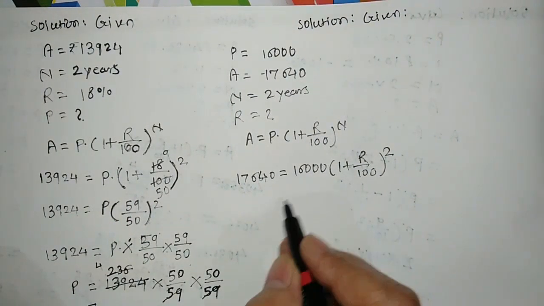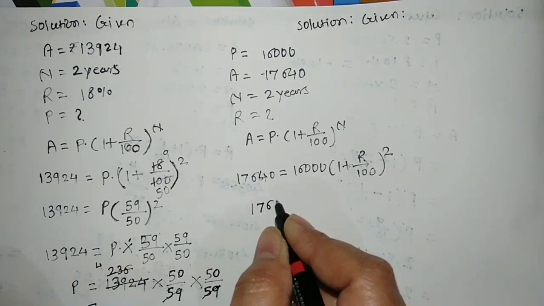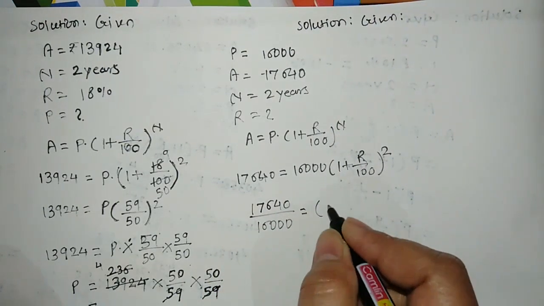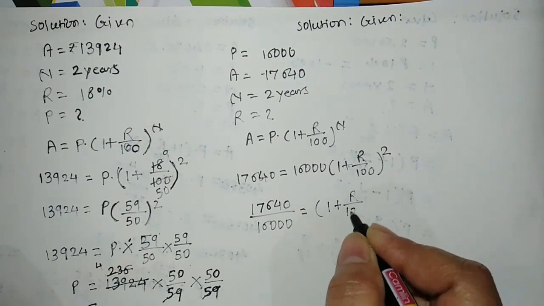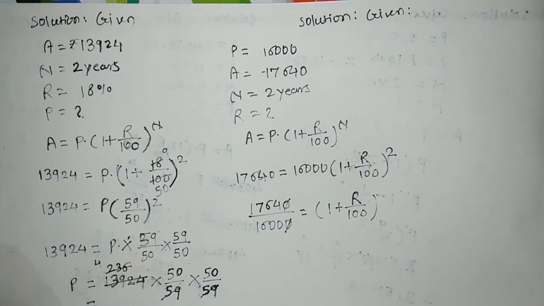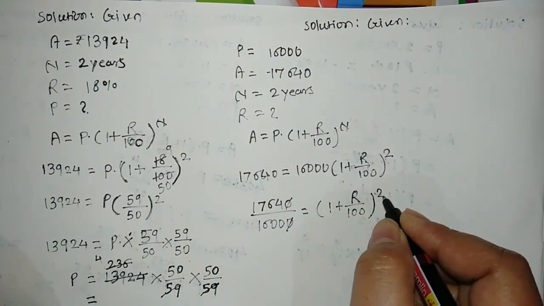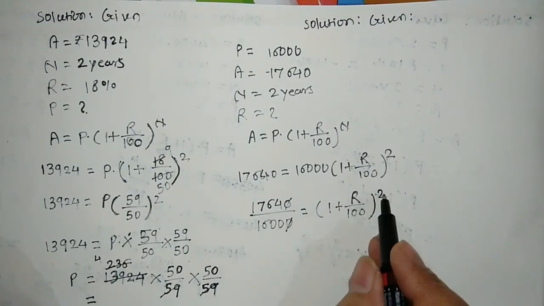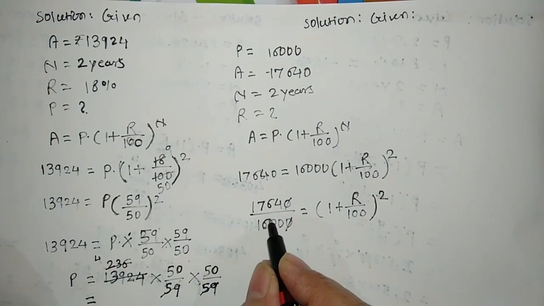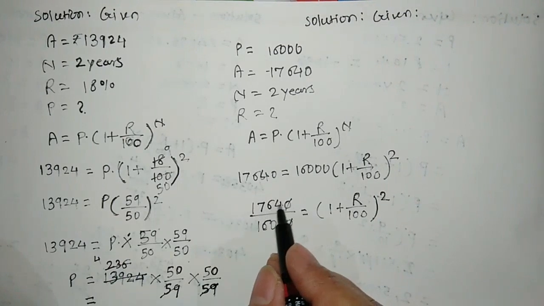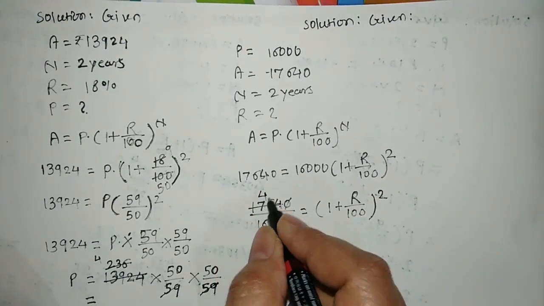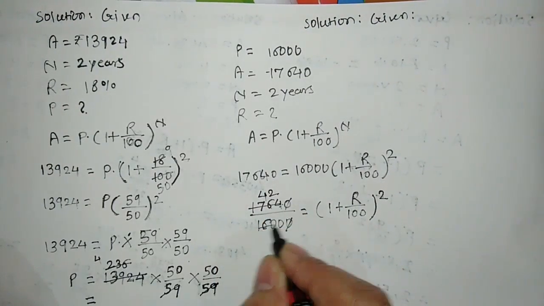So this 16,000 comes here: 17,640 upon 16,000 is equal to (1 plus r upon 100). Very important step here: the 0, 0 cancel. Now here the degree is 2, meaning a square is given here. So we have to remove this 2, and see, 1600 is a perfect square of 40. So find out the square root of 1764. If we find it, it is the square of 42 and this is the square of 40.